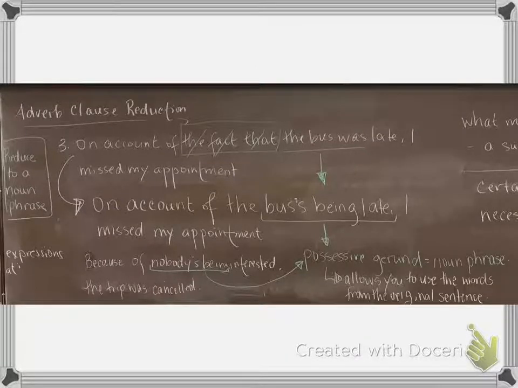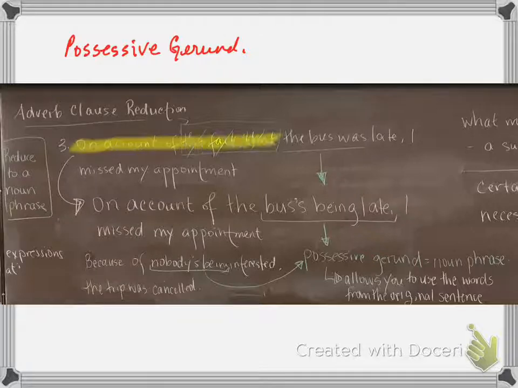So we can reduce adverb clauses to noun phrases in the way that we looked at in part 1, but another way we can do it is reducing the phrase to something that's called a possessive gerund. And that's what's happening in the sentences below here. So we've got, on account of the fact that the bus was late, I missed my appointment.